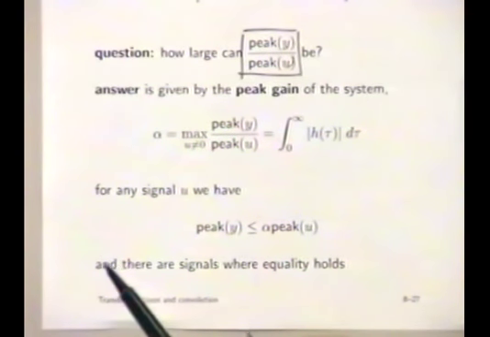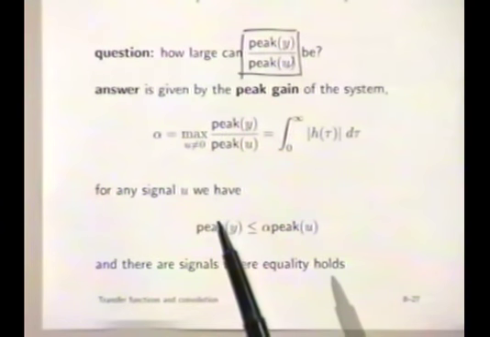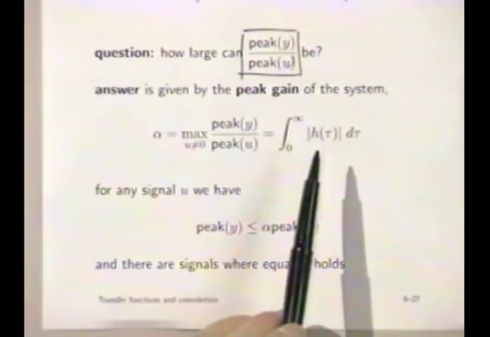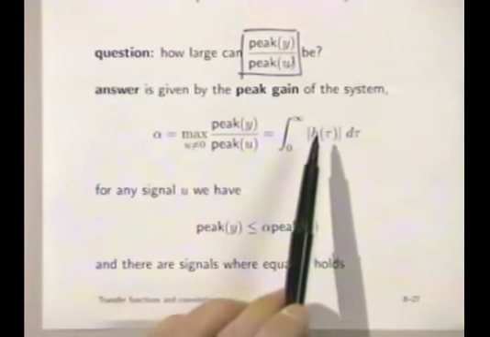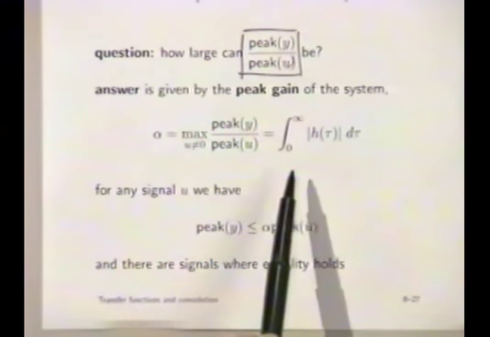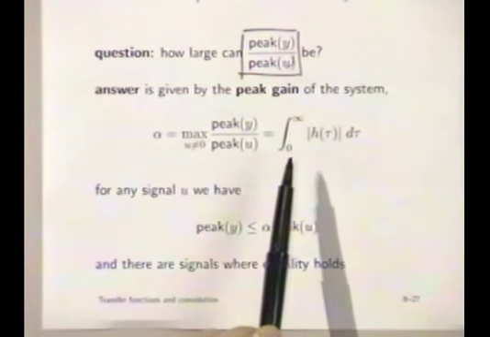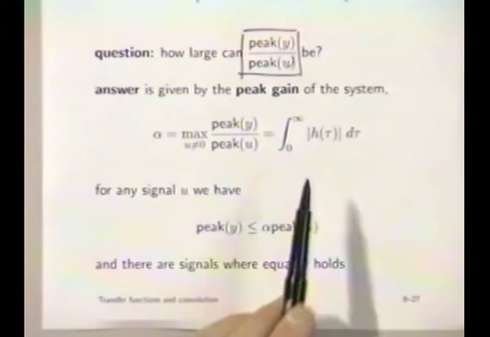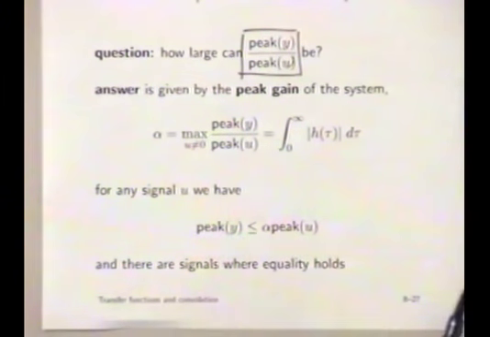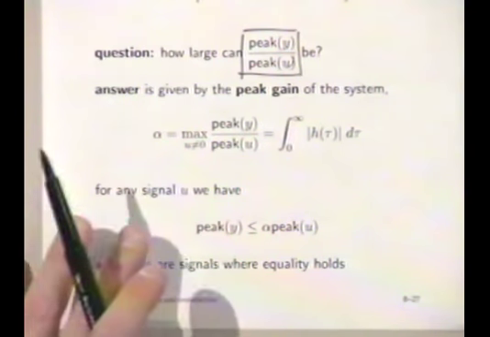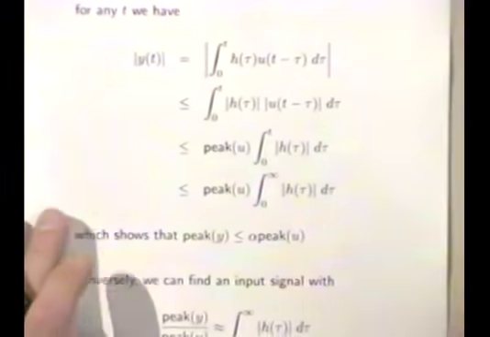Okay? And it says then that if you have a system and you figure out what the impulse response is and you work out this integral, that number tells you the maximum possible amplification factor of a signal, measured in terms of peak. And it's easy to verify this.